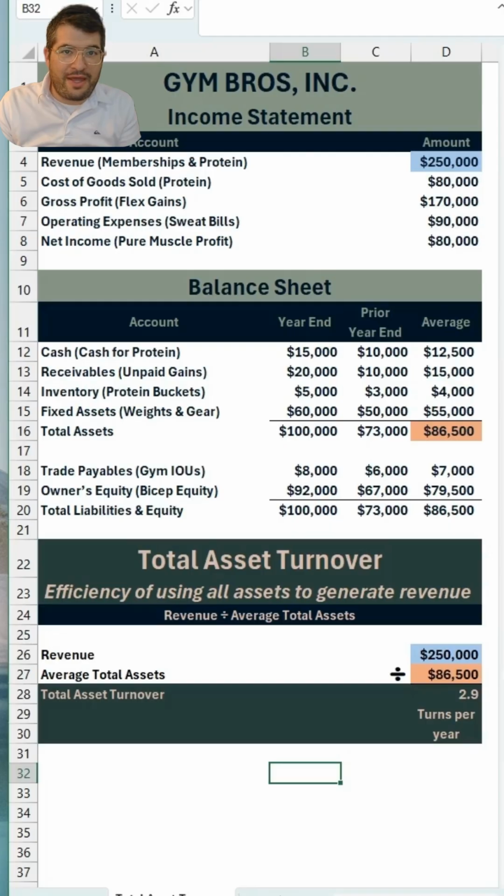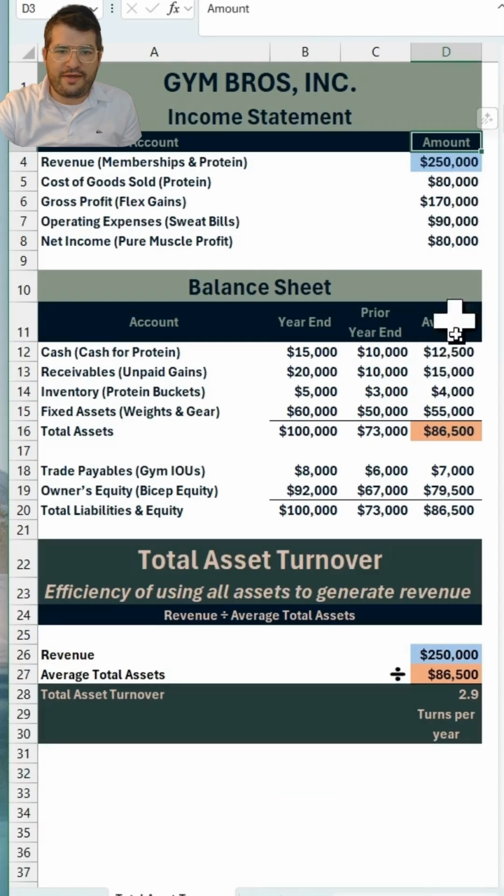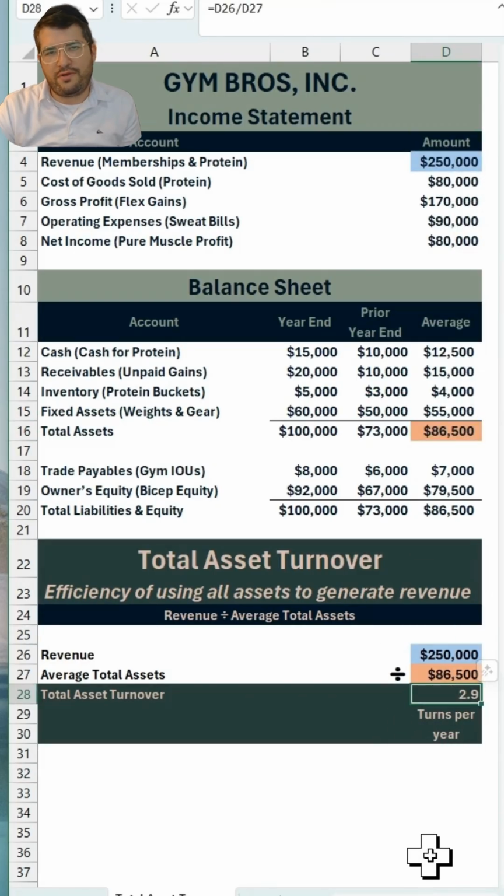If it's something on the balance sheet, you take its average and then you divide your revenue by it. So this total asset turnover is just taking a broad view of it, assuming that everything is driving it. So if you take your total revenue of $250,000, then divide it by your total assets of $86,500, that's going to show you you're basically burning through the value of your total assets about 3 times per year.